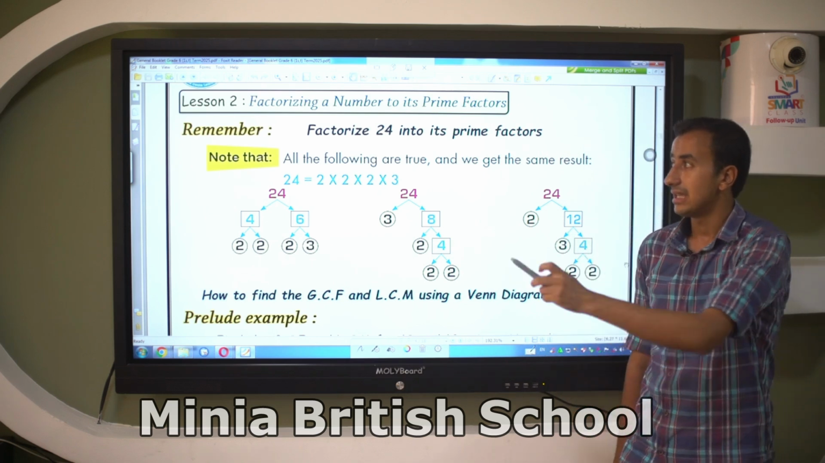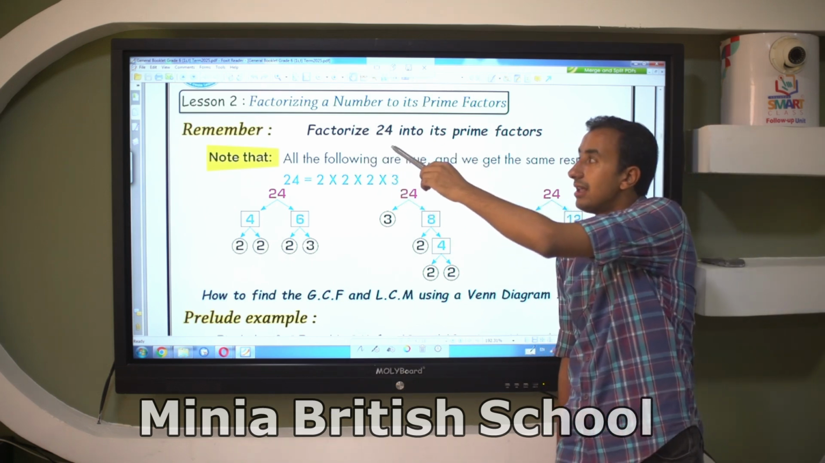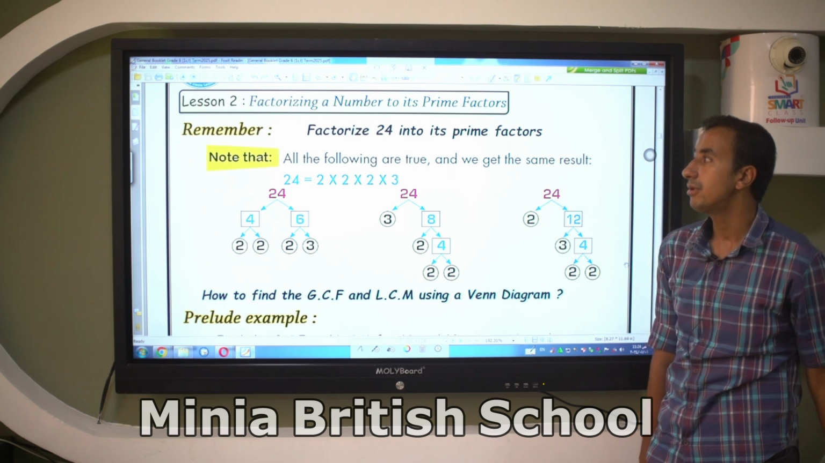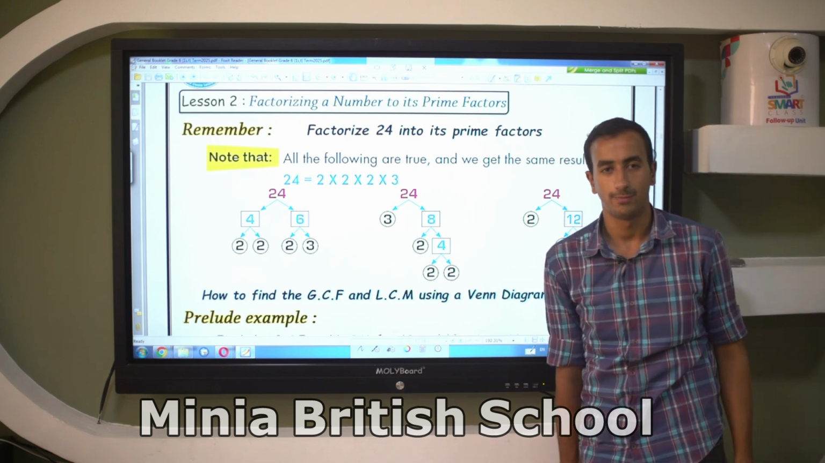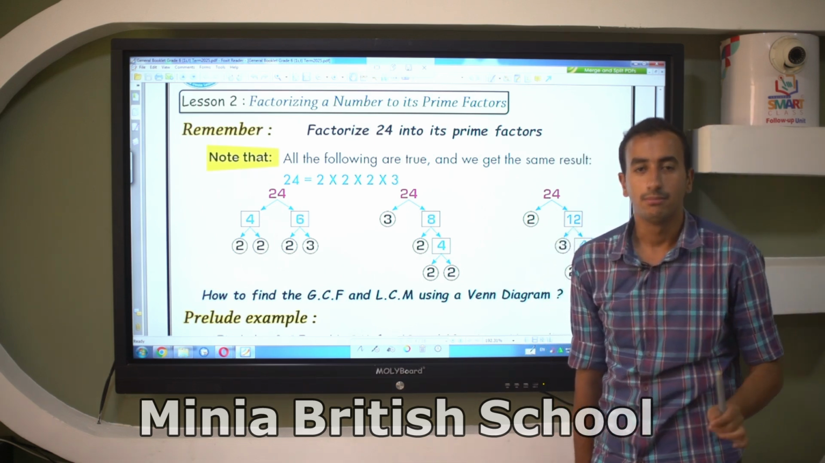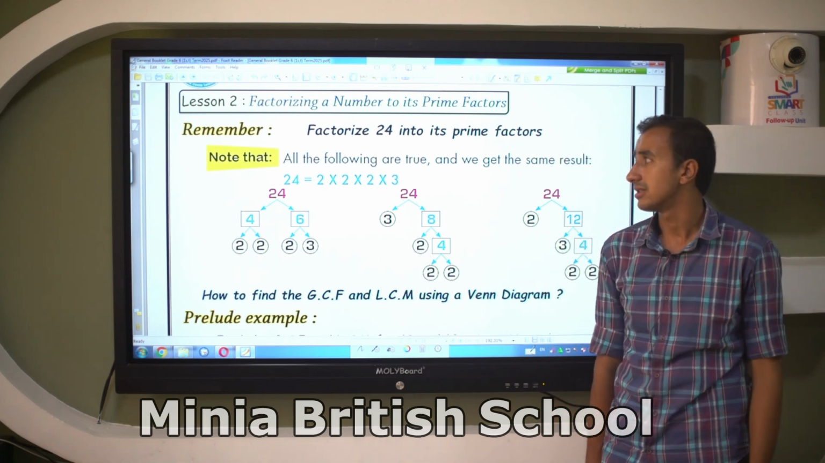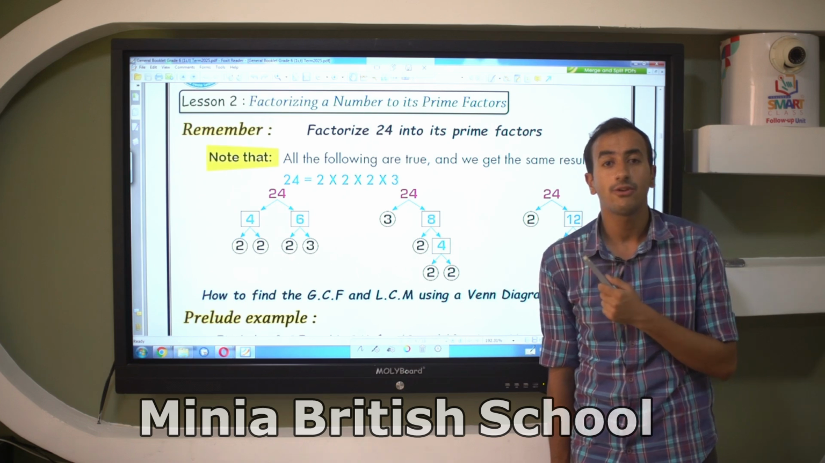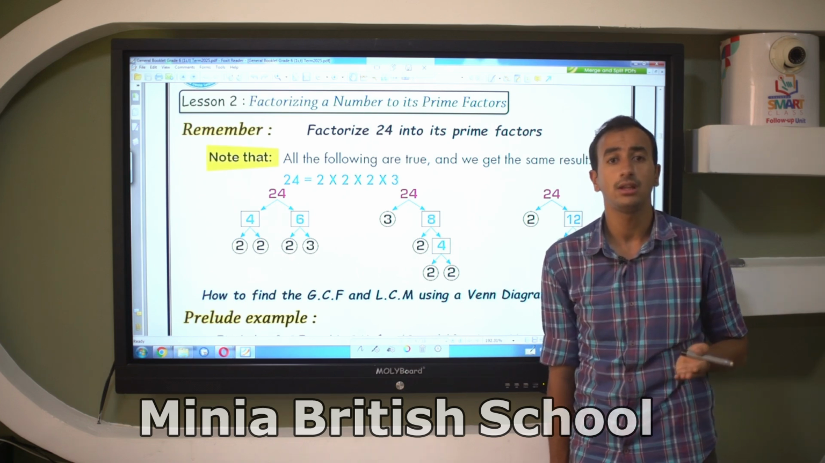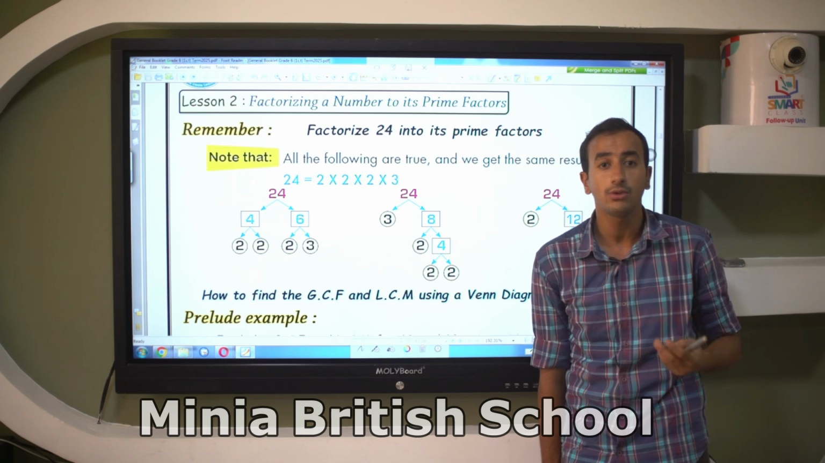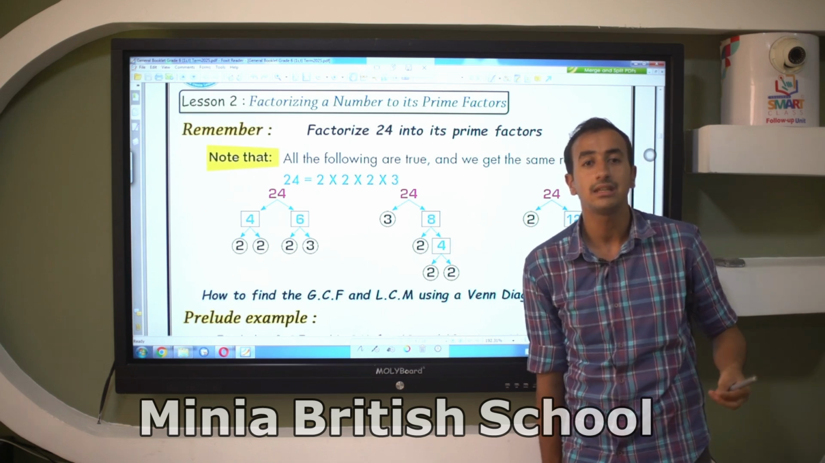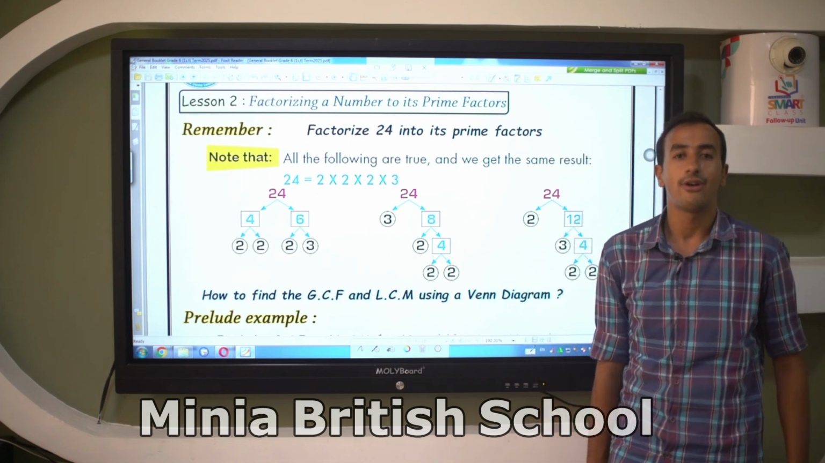Today, let's learn together about factorizing a number into its prime factors. Mister, I took this lesson in grade 5, and in grade 4 I learned about the prime factor before. I know that a prime number is any number that has only 2 factors.